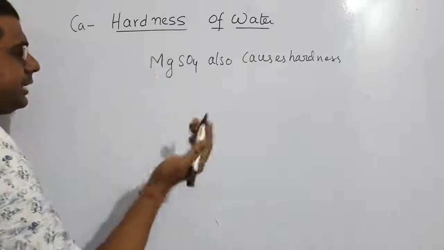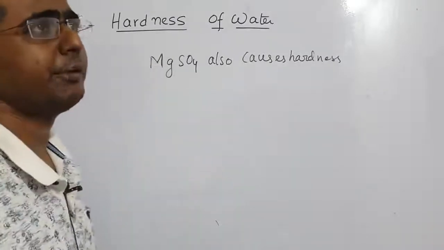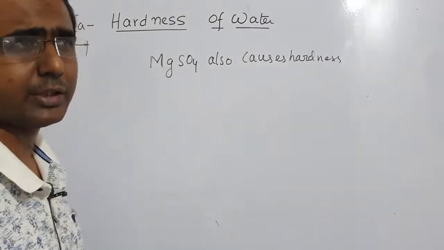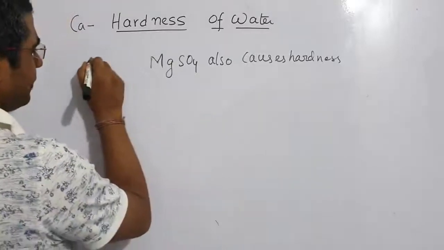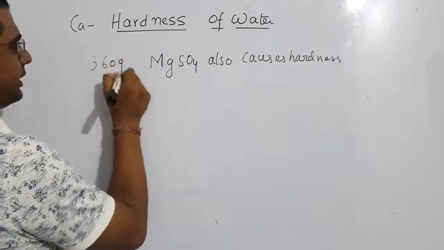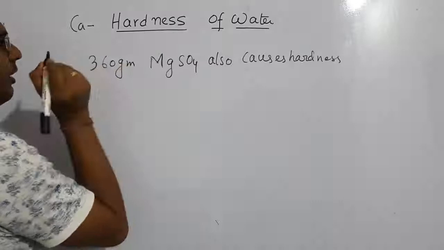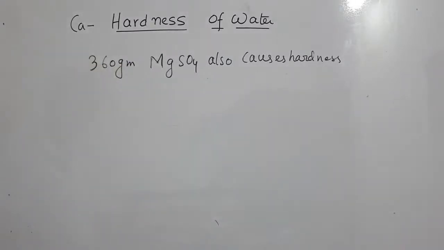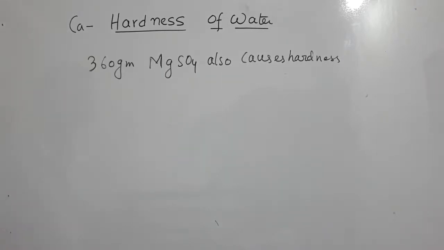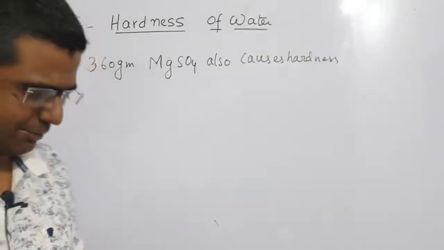How do you do it? First of all, let us take MgSO4. Let's take how much value we want to take. Let's take 360 grams of MgSO4. Okay? 360 gram of MgSO4. So there is 360 gram of MgSO4 that we are talking about right now. So what should we do with this? 360 gram of MgSO4.